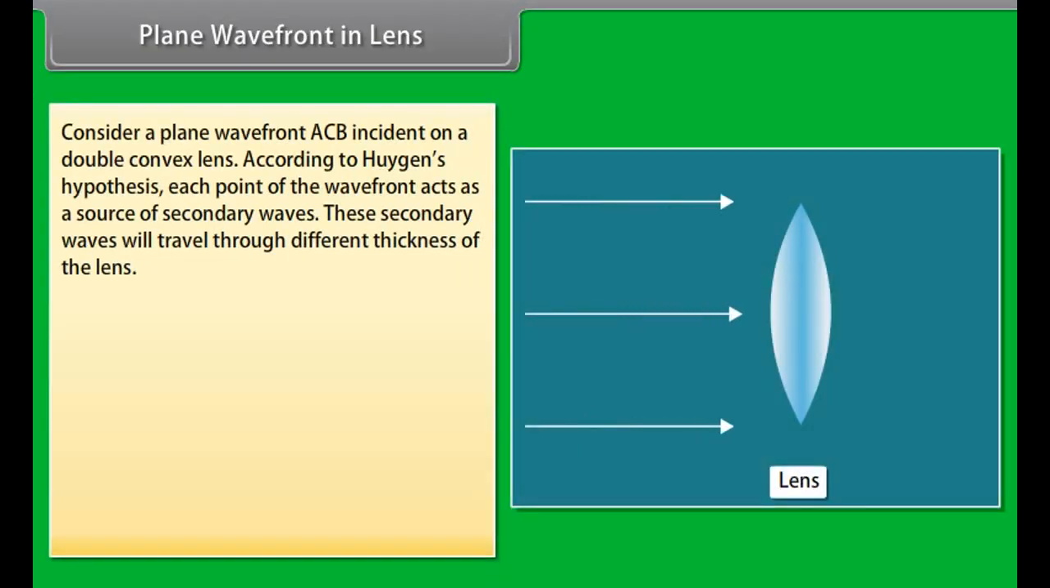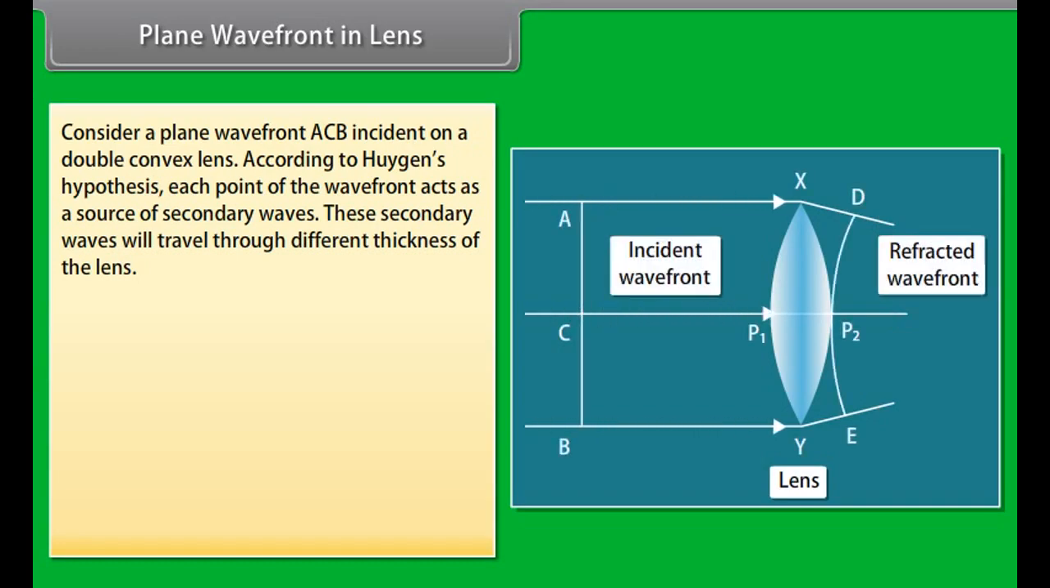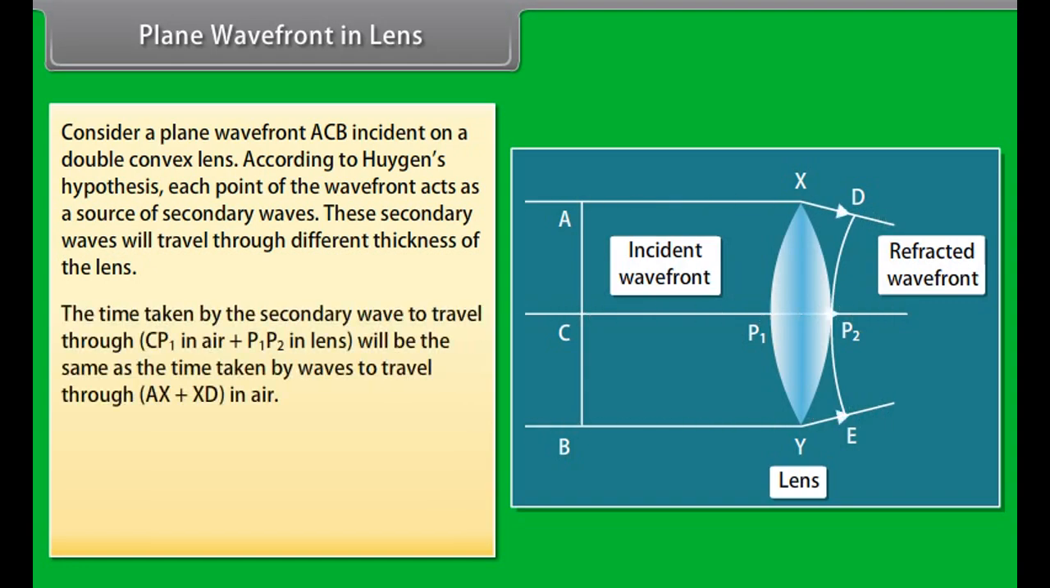Plane wavefront in lens. Consider a plane wavefront ACB incident on a double convex lens. According to Huygens hypothesis, each point of the wavefront acts as a source of secondary waves. These secondary waves will travel through different thicknesses of the lens. The time taken by the secondary wave to travel through CP1 in air plus P1P2 in lens will be the same as the time taken by waves to travel through AX plus XD in air.